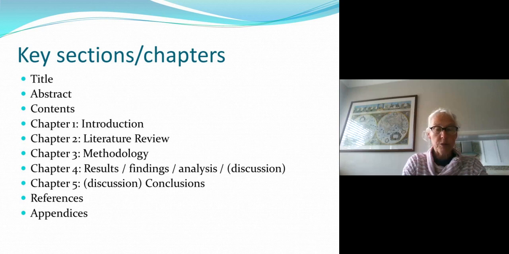So obviously you've got your title, but you'll have an abstract, which I'll explain in a moment, a contents page, and then, generally, 5 main chapters, although they could be broken up into more than one chapter in some instances, particularly if they're longer and depending on the style you're writing. And then this is finished with some references and finally your appendices.